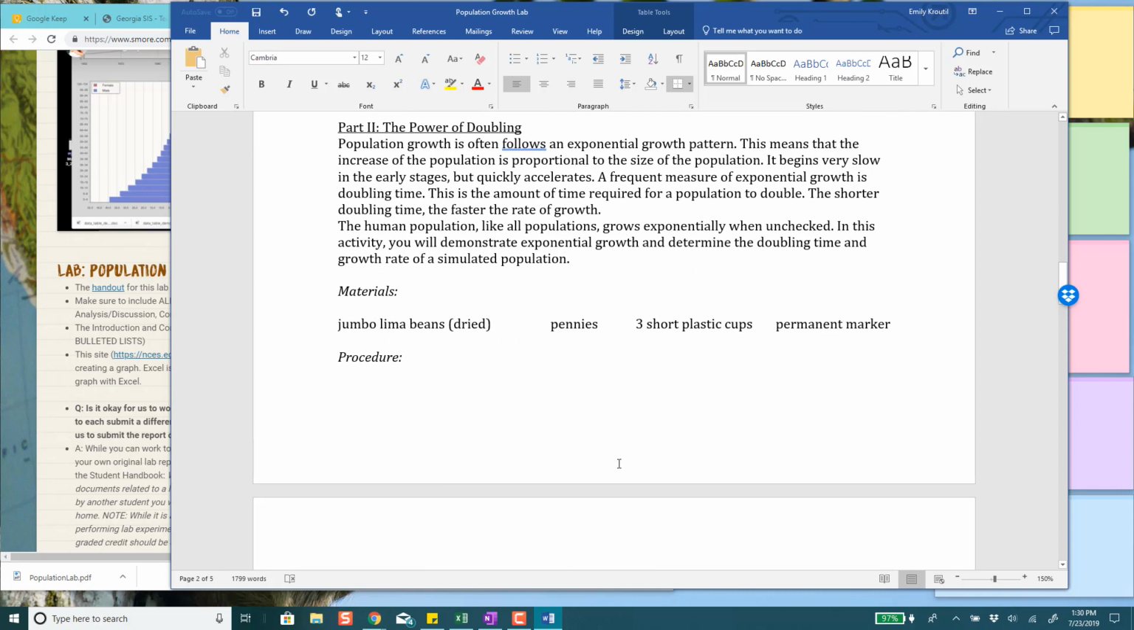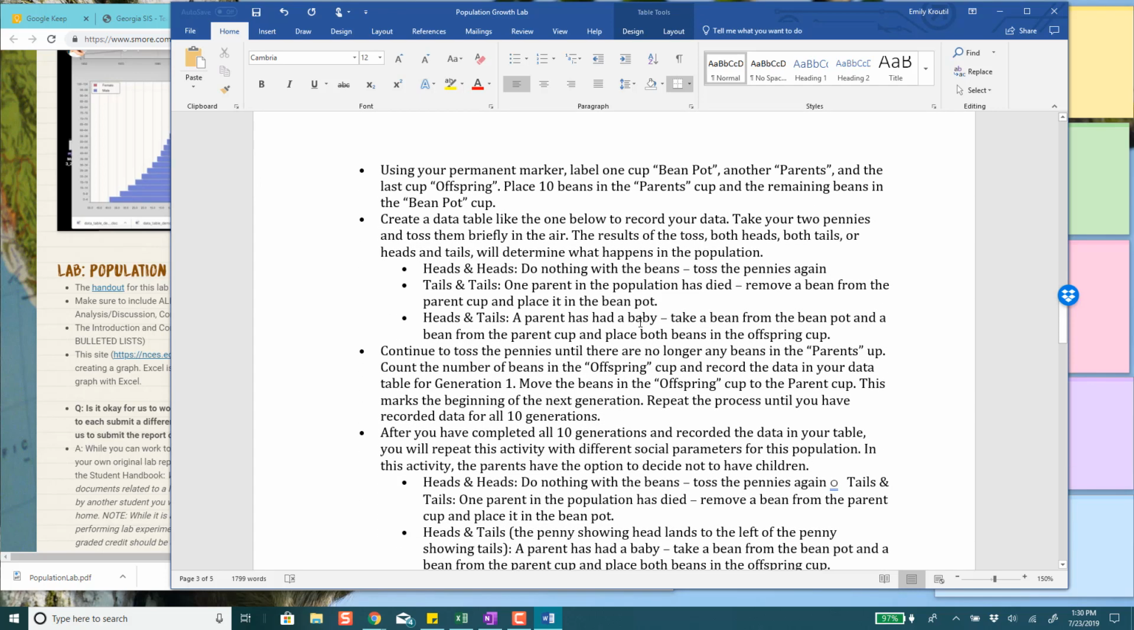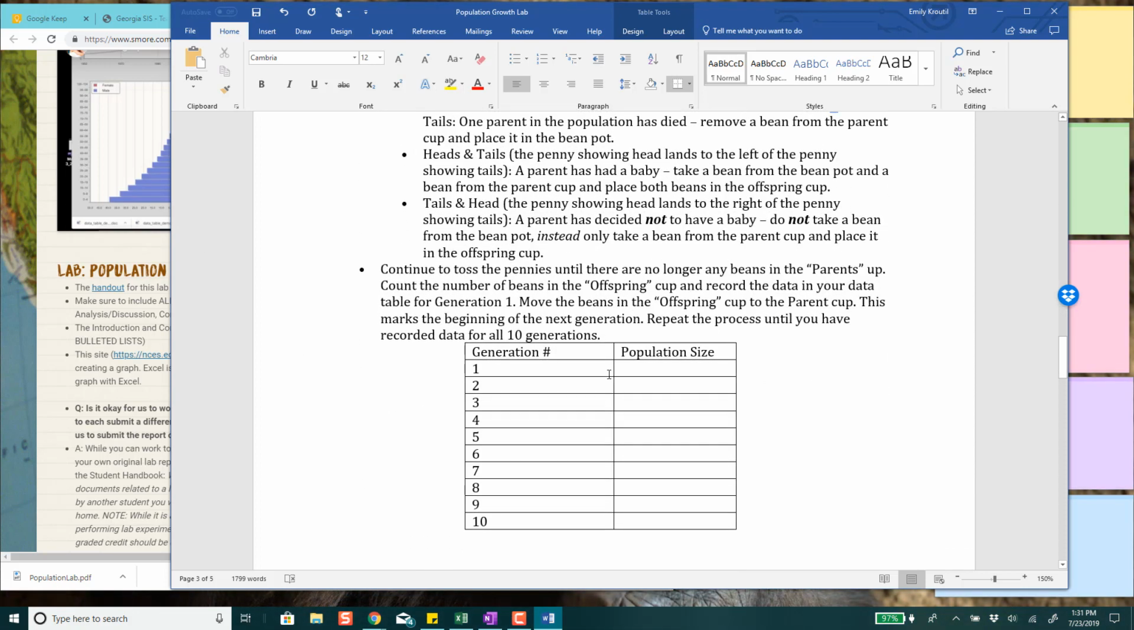Okay, part two says population growth often has this exponential growth population. So we're going to practice again. We're still going to use our beans, but in this case we're going to use some pennies and some plastic cups and some markers. We're going to label one cup the bean pot and another cup parents and the last cup offspring, and we're going to put 10 beans in the parent cup and the remaining beans in the bean pot cup. Then we're going to create a data table. So here it is right here.